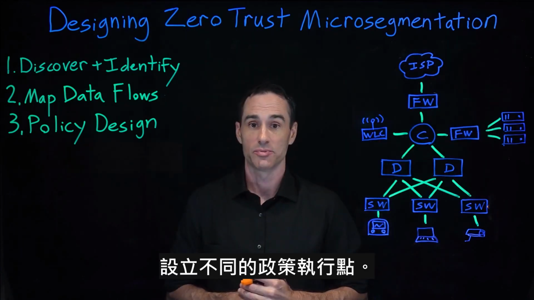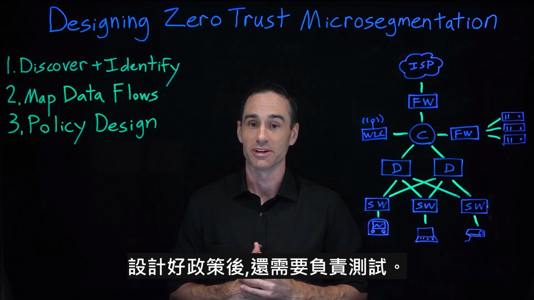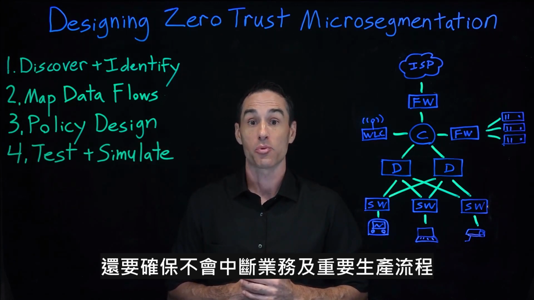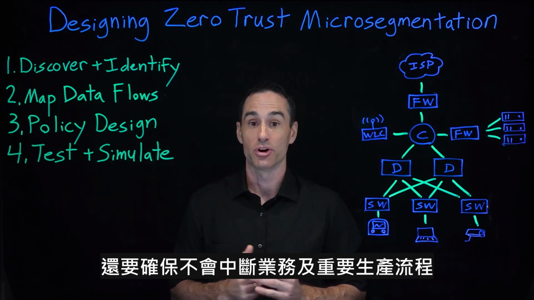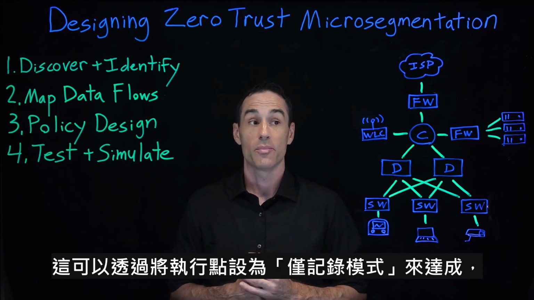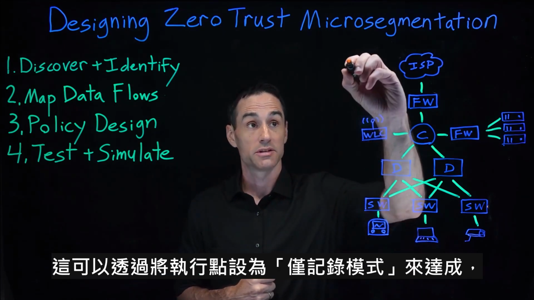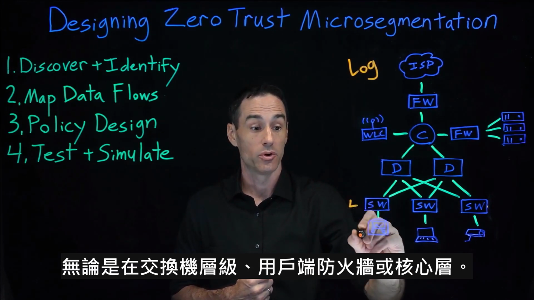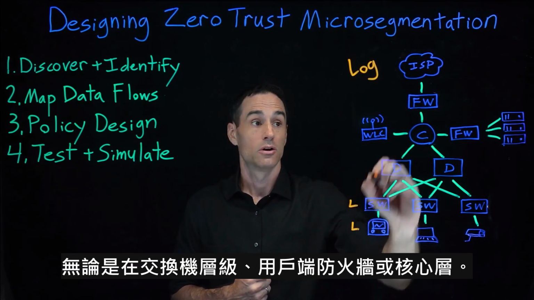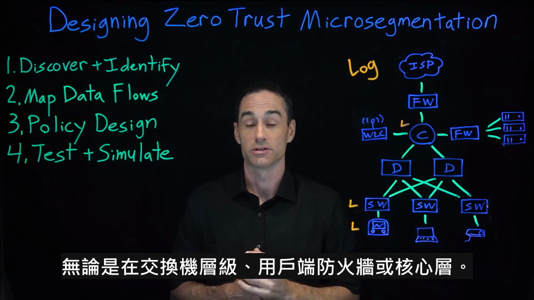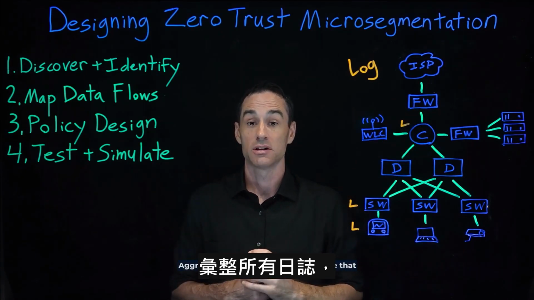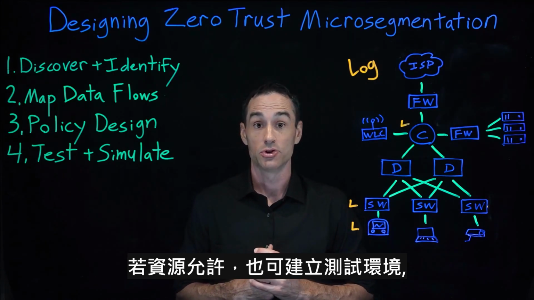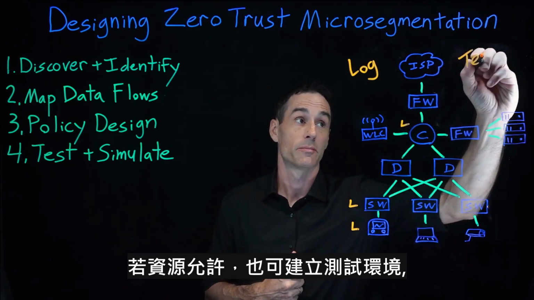Now that we have our policy proposals, we do the responsible thing and test them, not only to validate their effectiveness, but also to make sure they don't block important production workflows. You can do this by having your policy enforcement points set to log-only mode, wherever they may be, whether it's at the switch level, client-side firewall, or at the core distribution layers. Aggregate all those logs and make sure that nothing is being blocked which shouldn't. If you have the resources, you can also consider a test environment.